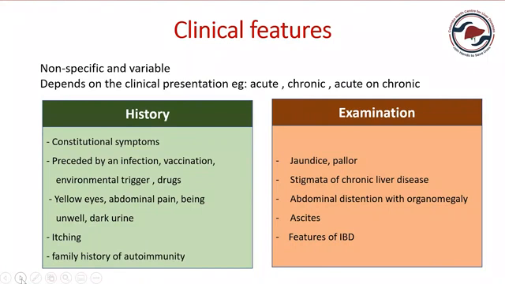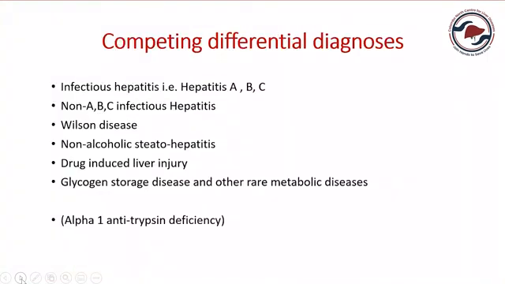If a child presents with that kind of non-specific clinical presentation, we would always have to consider competing differential diagnoses. Autoimmune liver disease is mostly a diagnosis of exclusion because we do not have a single test or single gene mutation to say this is autoimmune liver disease. So it's quite challenging. So these are the competing differential diagnoses.